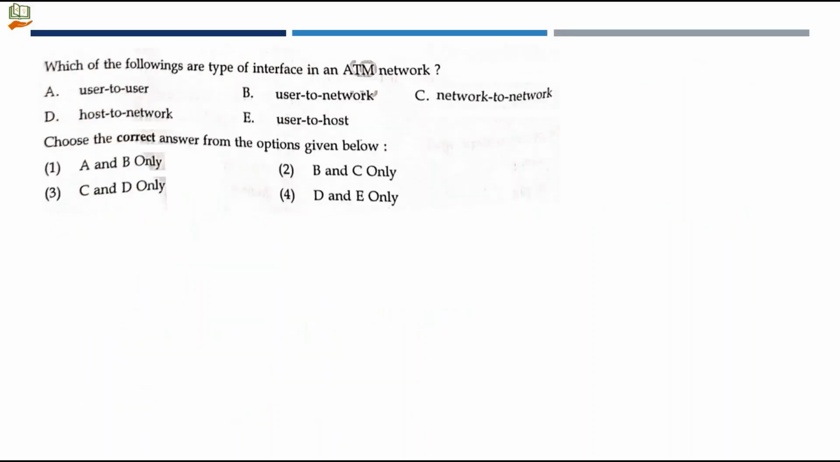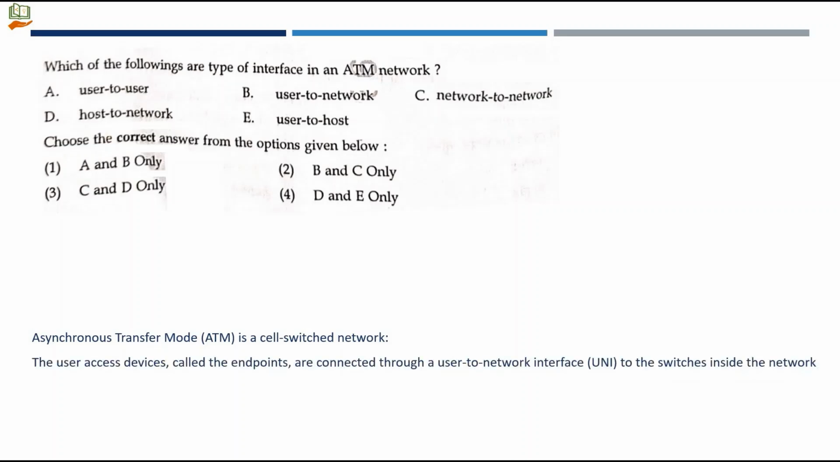Next question. Which of the following are types of interface in an ATM network? Now let's see about ATM network. It is asynchronous transfer mode, which is abbreviated as ATM. This is a cell switched network. The user access devices called endpoints are connected through user to network interface called UNI. This is U, this is N and this is I. The endpoints are connected through UNI to the switches inside the network.